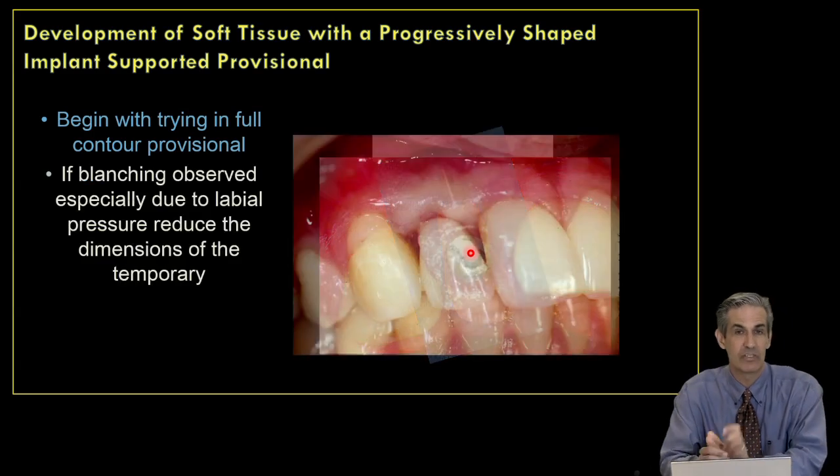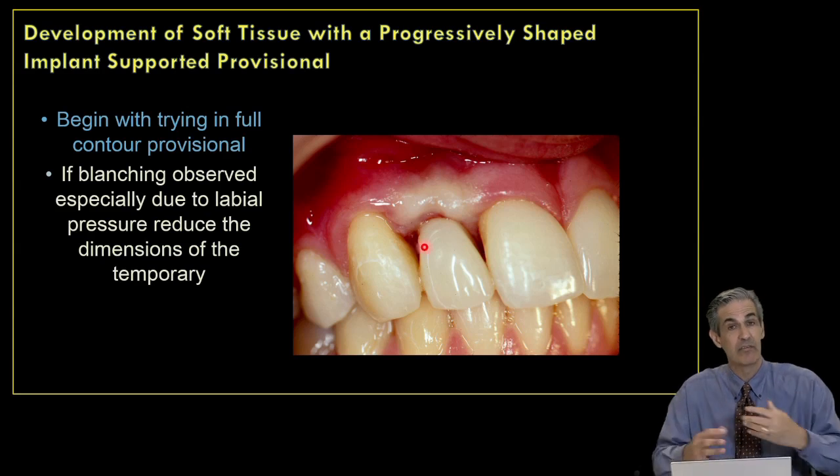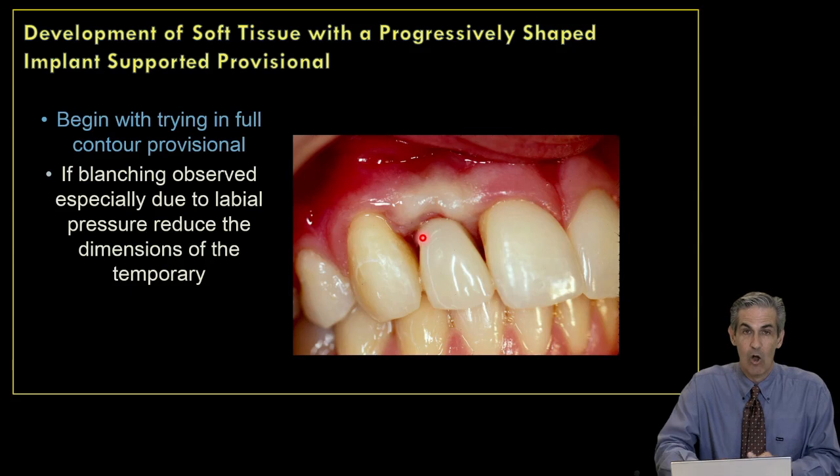As we seat the provisional, you notice we didn't try to fill the interproximal voids. If we fill them now, we don't give the patient, the biology, the opportunity to grow the tissue. What defines the height of that tissue? The height of the bone on the adjacent natural teeth.